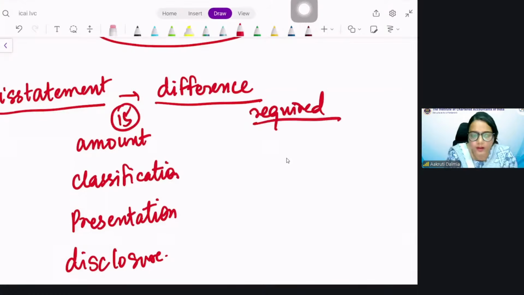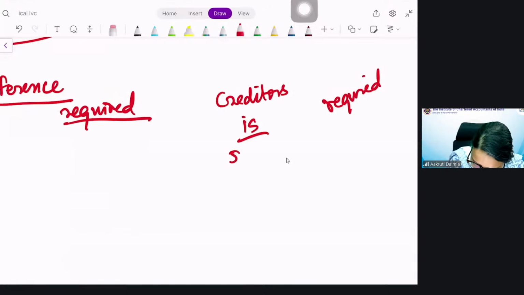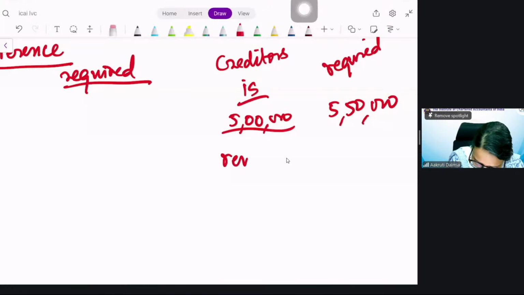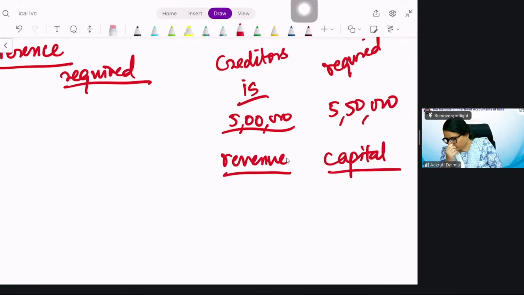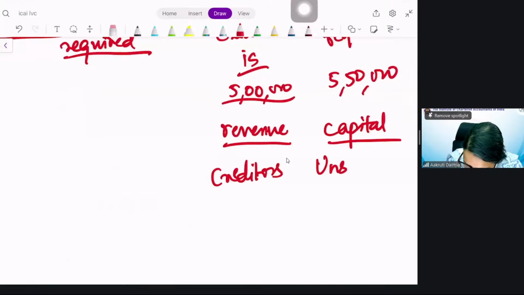What does it mean? Let's say that we are doing creditors. Suppose the amount given is 5 lakh, but the amount should be 5,50,000. Is that a misstatement? Yes. Let's say that something is shown as revenue expenditure, but it should be capital expenditure. Is that a misstatement? Yes. Let's say something is creditors, but it is being shown as unsecured loan.